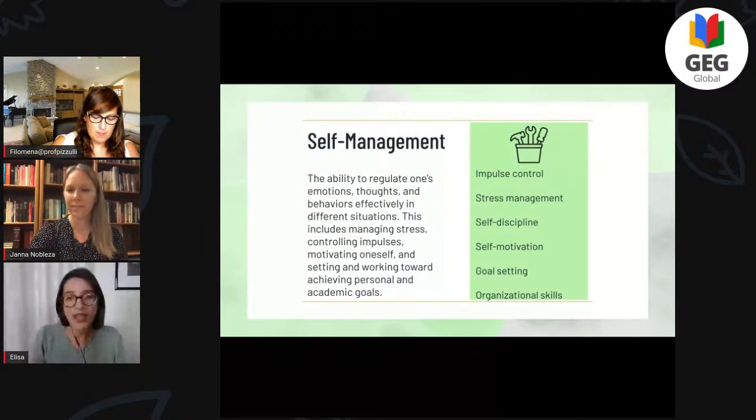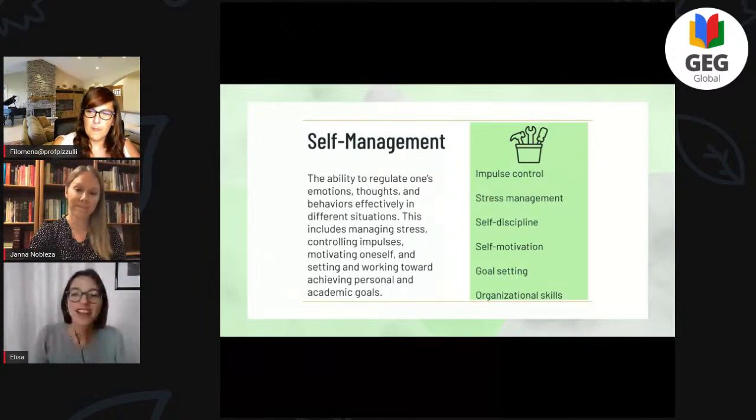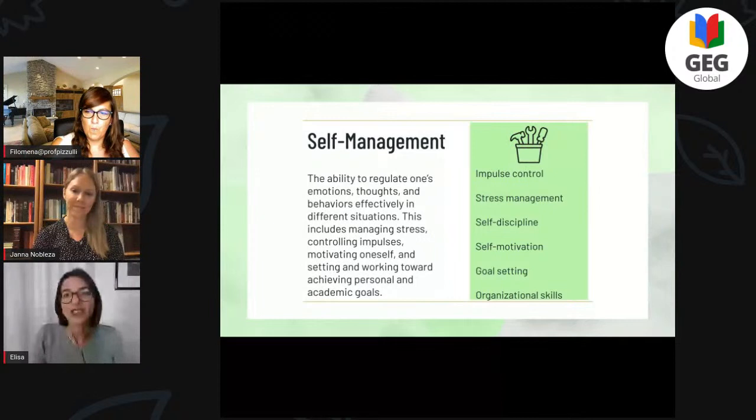So for students, it can be taking a break from class, or if they're younger ones, they can go to their calming corner, or they can just rest their head on the desk for a few minutes. And for teachers, it can be using self-care activities and just realizing that there is something that they need to do in order to overcome the stressful situation.